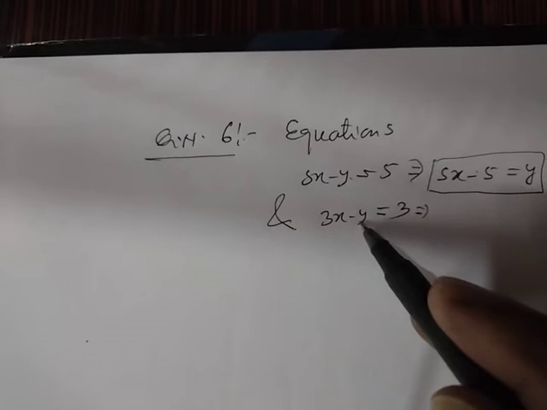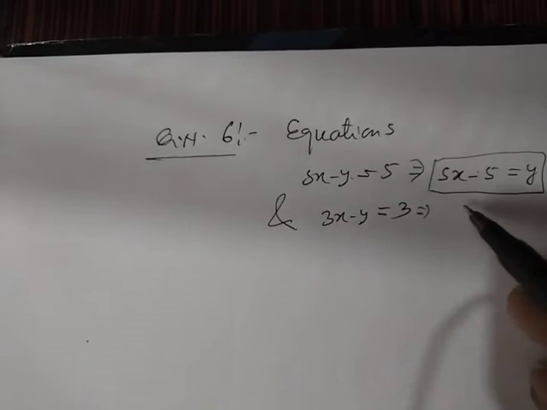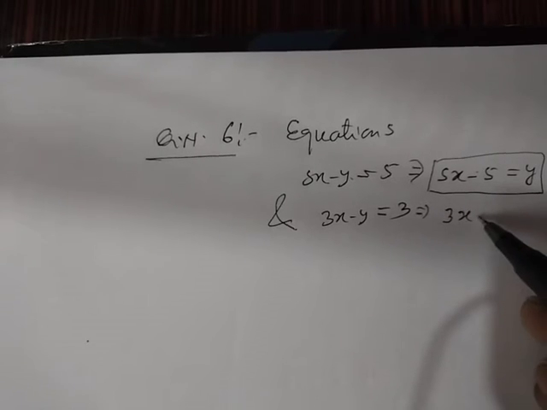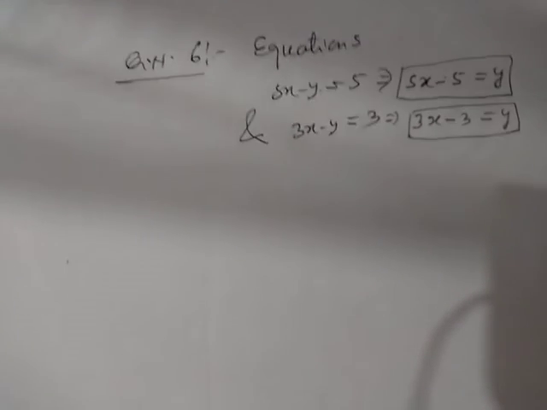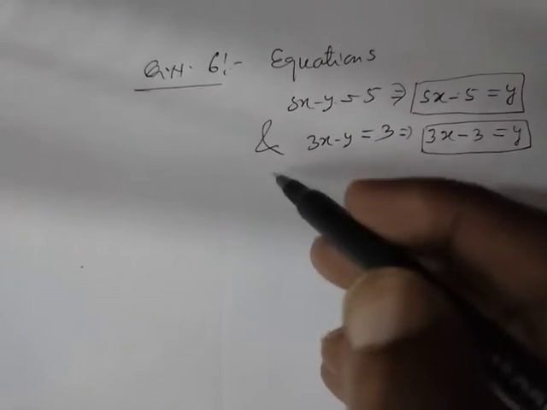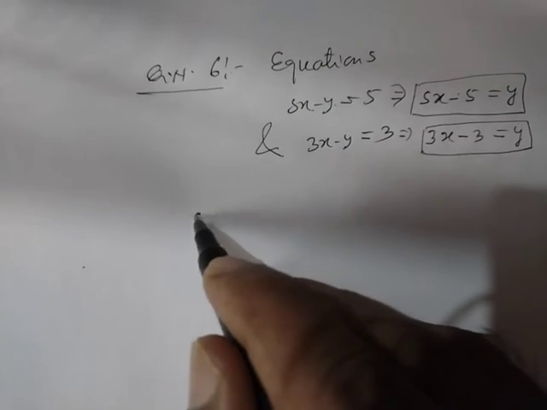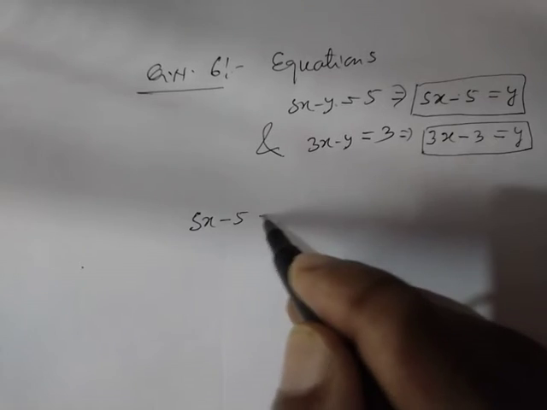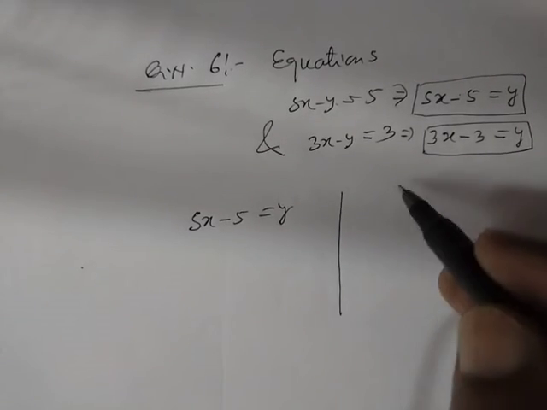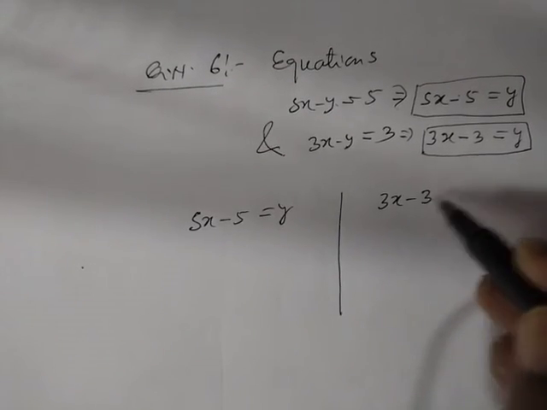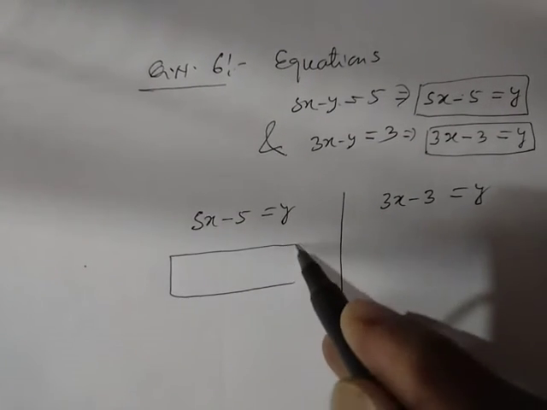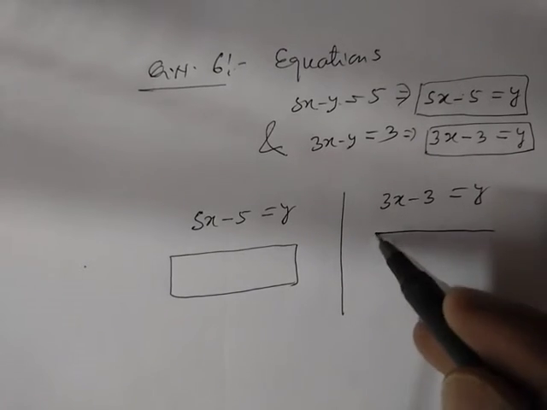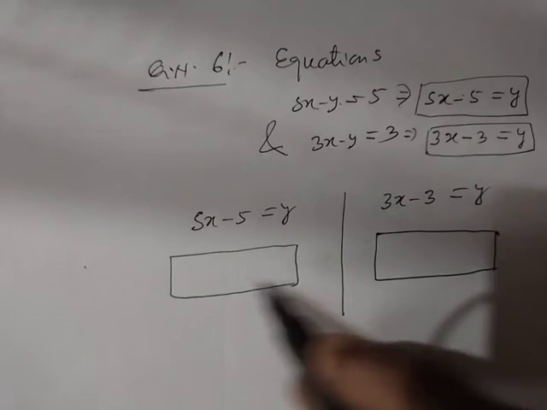Now you take y on the right hand side and 3 on the left hand side. 3x minus 3 is equal to y. This is the second equation. Now student, two equations: 5x minus 5 is equal to y and 3x minus 3 is equal to y. You make a box for this and you make a box for this, because you have to find the graph.